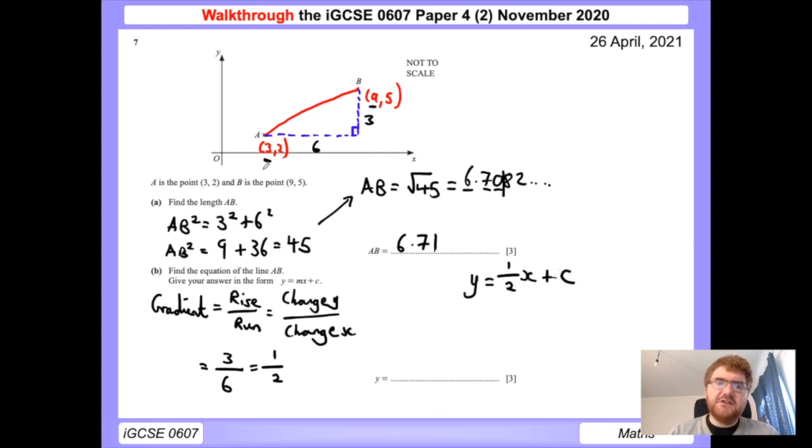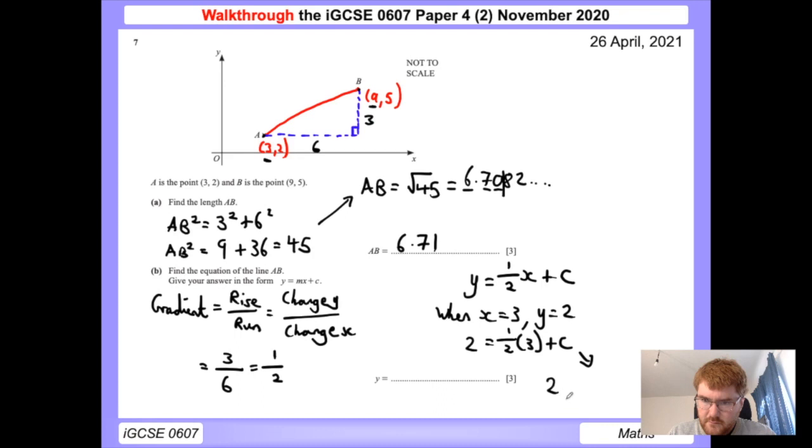And the way we can do that is just taking any of the coordinates. We can take this one, or we can take this one, and we substitute it in. So when x is equal to 3, y is equal to 2, and we're going to put that in here. So where I see a y, I'm going to put a 2. Where I see an x, I'm going to put a 3. So we've got a half times 3 is 3 over 2 plus c. And now we're going to minus 3 over 2 from both sides, which is 1.5.